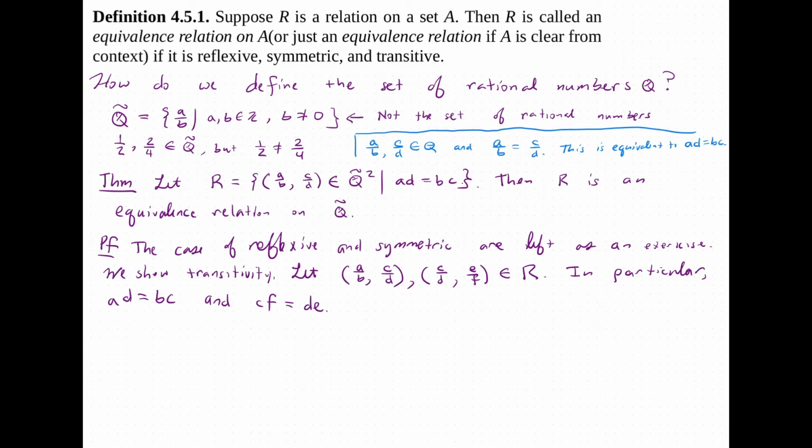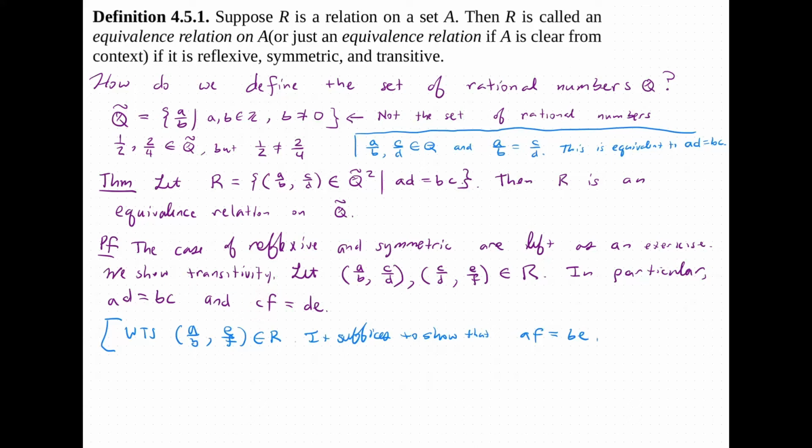So we got this. And what we want to show is that a over b, comma, e over f is in R. And so I'm going to put this in over here, scratch work. So we want to show that a over b, comma, e over f is in the relation. But to do this, it suffices to show that AF is equal to B times E. Now the way we are going to show this is by solving for C here and then plugging in.